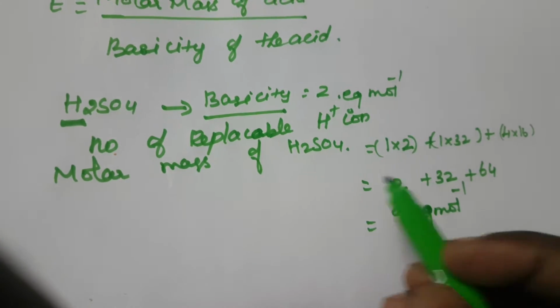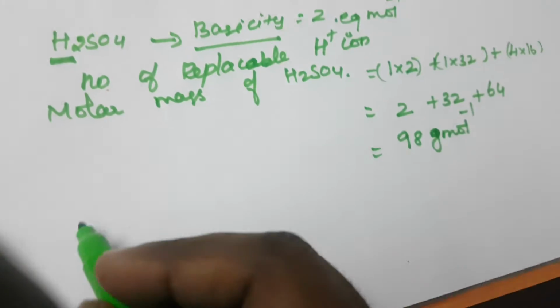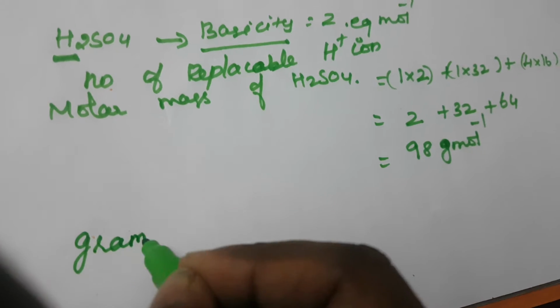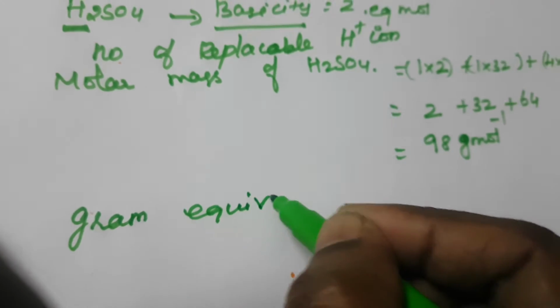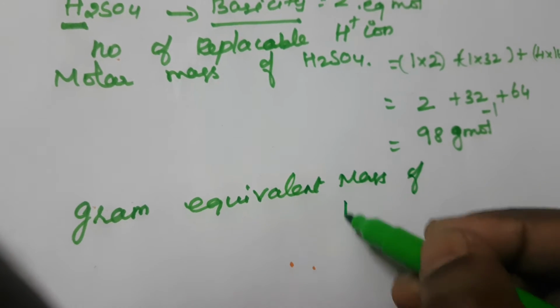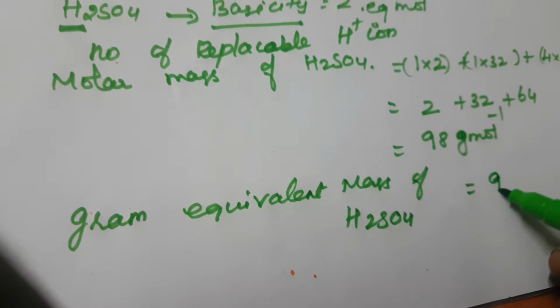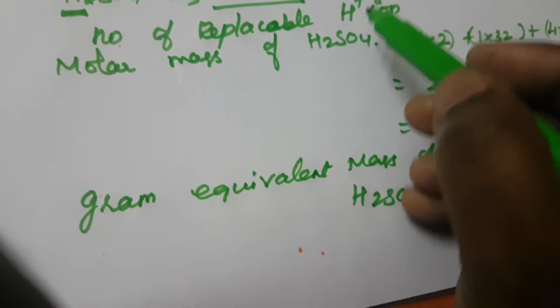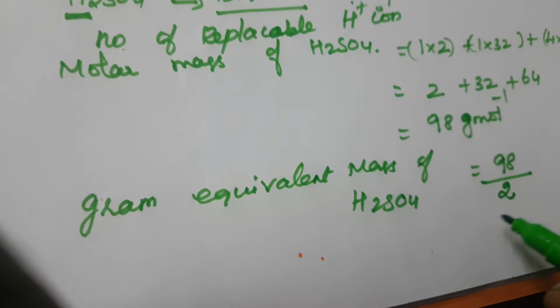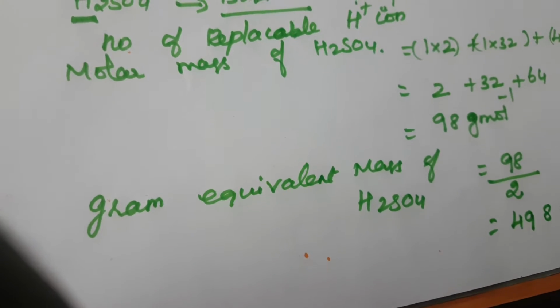The next one is how to calculate the gram equivalent mass of sulfuric acid. This is the formula: gram equivalent mass of sulfuric acid. How to calculate? What is the formula? Now molar mass is 98, divided by the basicity of the acid. How many replaceable hydrogen ions? So that is 49 gram equivalent minus 1.